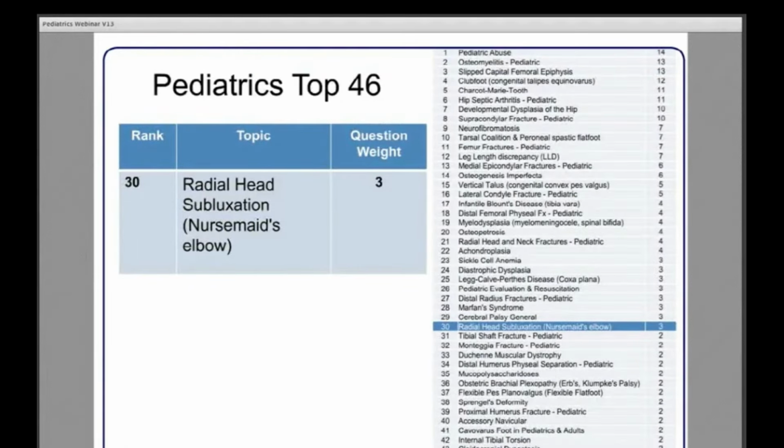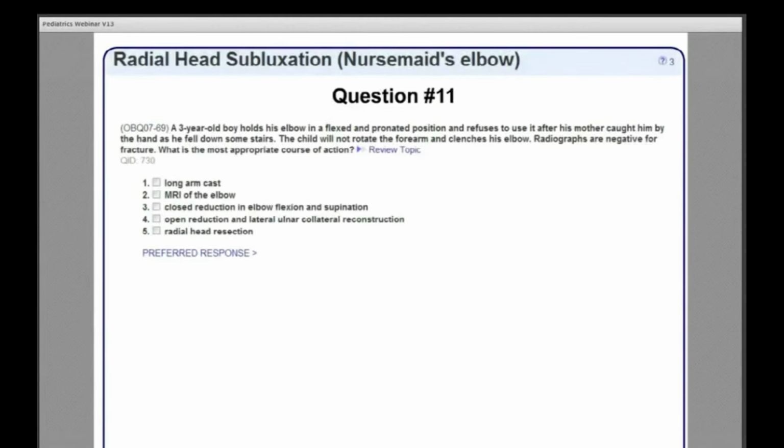The next question is radial head subluxation, or nursemaid's elbow. A 3-year-old boy holds his elbow in a flexed and pronated position and refuses to use it after his mother caught him by the hand as he fell down some stairs. The child will not rotate the forearm and clenches his elbow. Radiographs are negative for fracture. What is the most appropriate course of action?